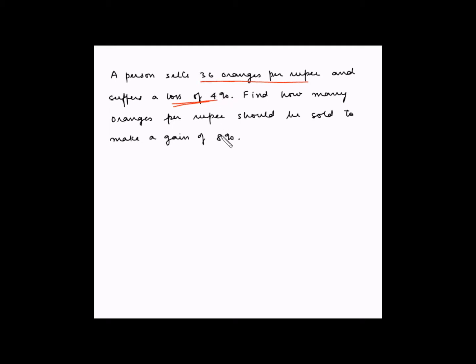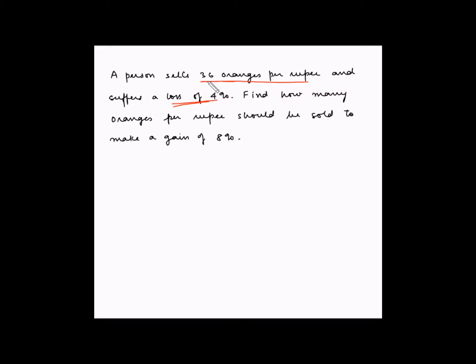And now he wants to make a gain of 8%. That means he needs to sell even fewer oranges than his cost price per rupee to make a gain of 8%. So in this case, let's first find his cost price with this information given, and then we'll add an 8% profit to it to find out what his new selling price should be.